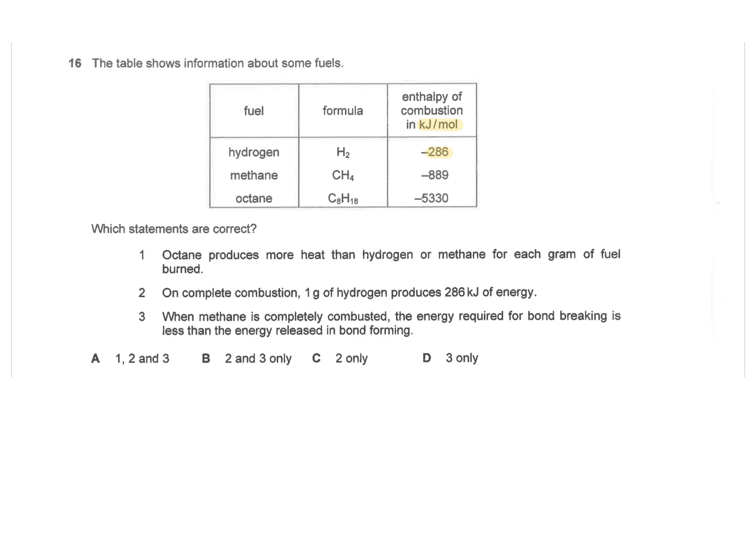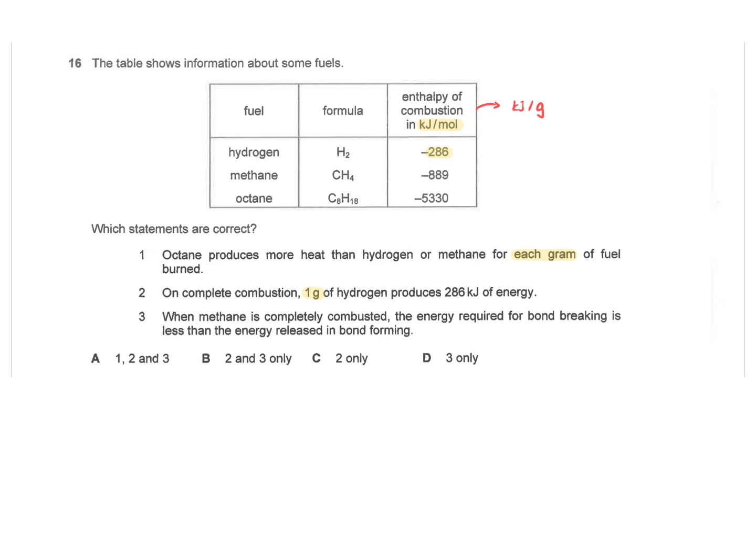So based on that knowledge, let's look at the 3 statements. From the statements, you can see that instead of per mole, the question seems to be talking about per gram of fuel. So this question requires you to convert the enthalpy change of combustion from kilojoules per mole to kilojoules per gram. We want to know per gram of fuel how much heat is released.